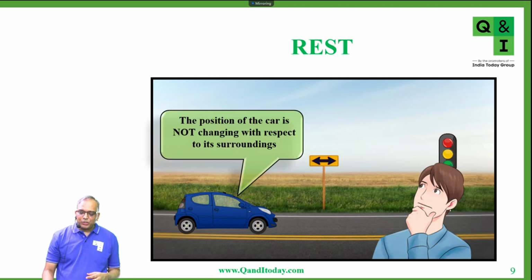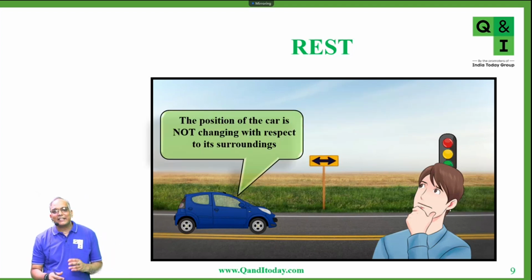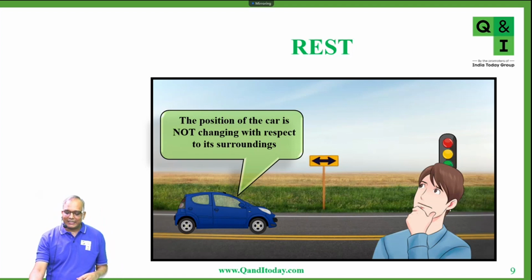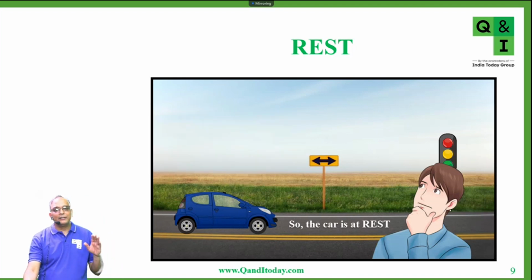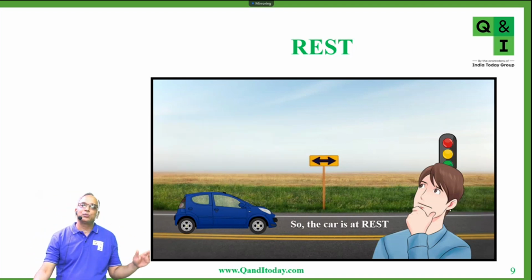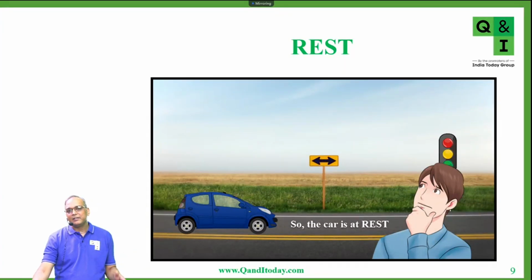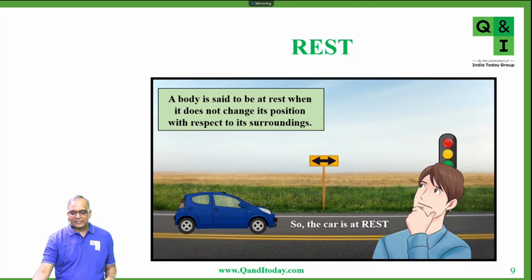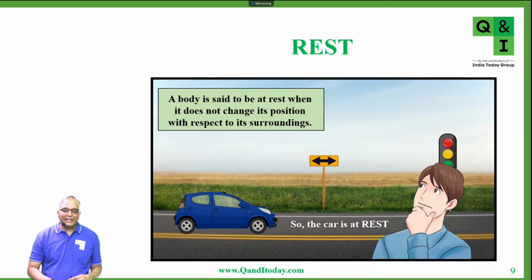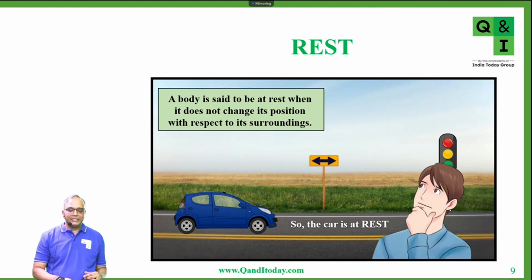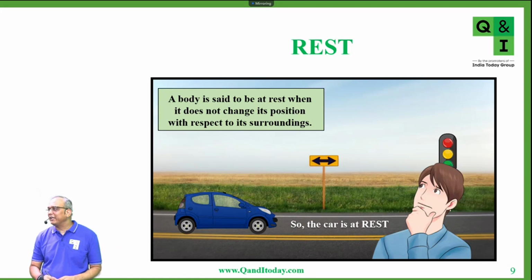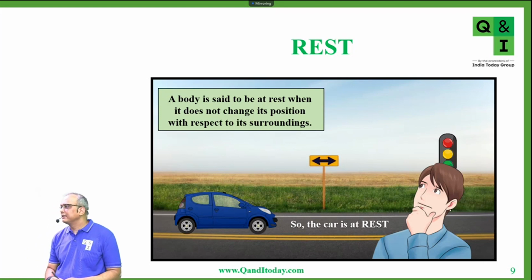So the position of the car is not changing with respect to its surrounding, then we say that the car is at rest. When the position does not change with respect to the surrounding or with respect to a fixed point or with respect to time, we say that the body is at rest. So a body is said to be at rest when it does not change its position with respect to the surrounding. This is the definition for a body to be at rest.